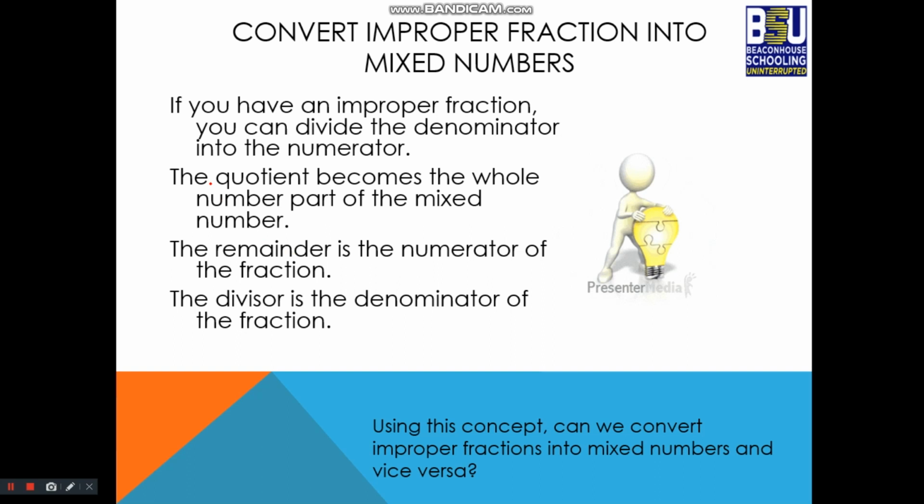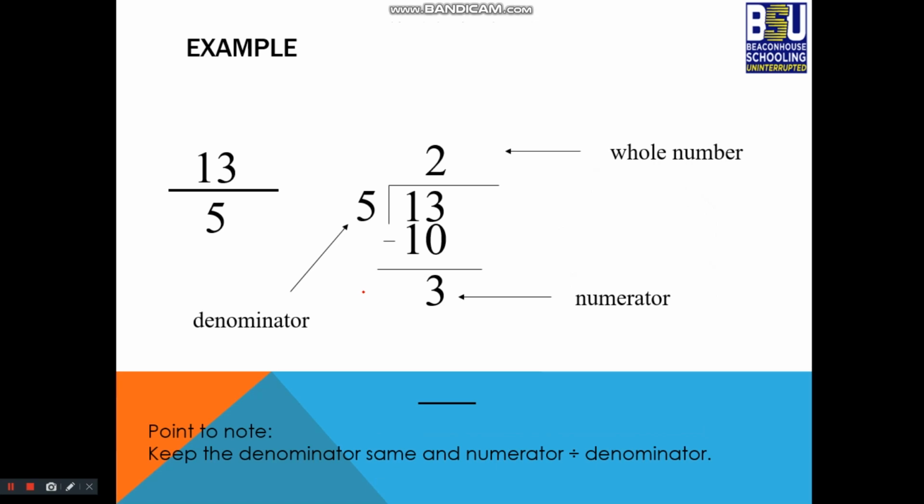If you have an improper fraction, you divide the numerator by the denominator. The quotient becomes the whole number part of the mixed number. The remainder is the numerator of the fraction, and the divisor is the denominator of the fraction. So using this concept, can we convert improper fractions into mixed numbers? Yes, we can. Let's have this example.